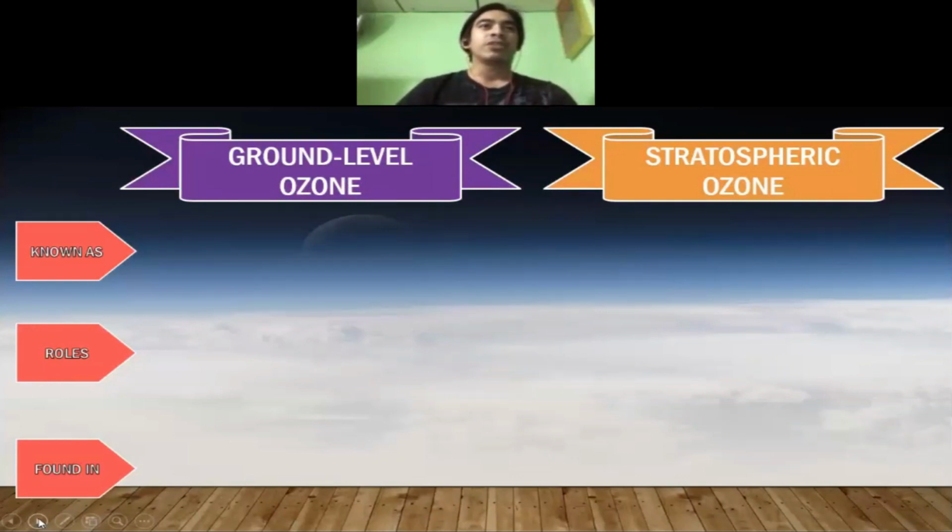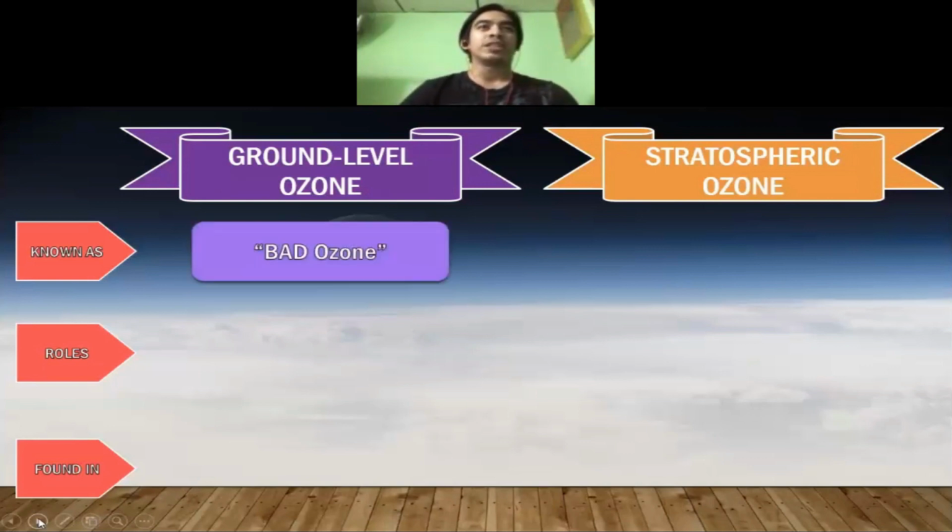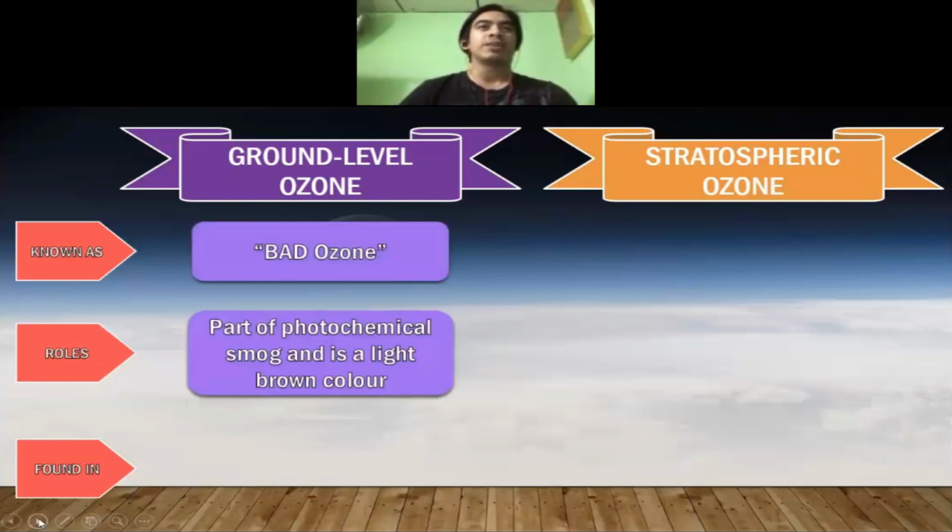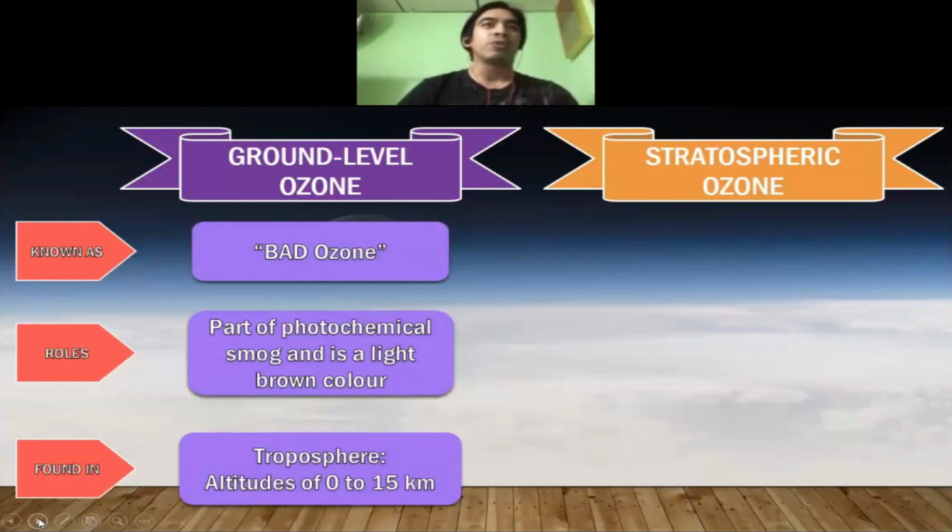Okay, there are two types of ozone, which are the ground level ozone or tropospheric ozone and the stratospheric ozone. What is the difference between those two? So the ground level ozone is the bad ozone. The reason why it is a bad ozone is because it is a part of photochemical smoke. The ground level ozone can be found in troposphere where the altitude is 0 to 15 km above the Earth's surface.